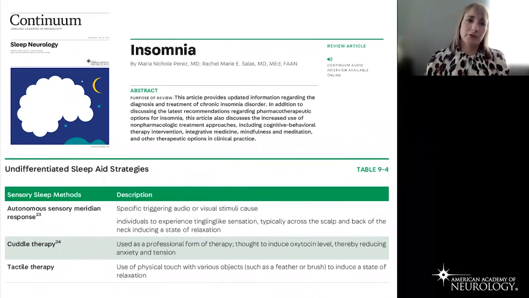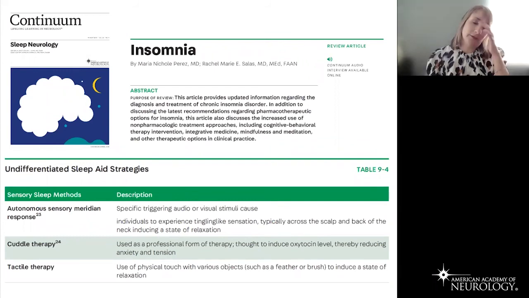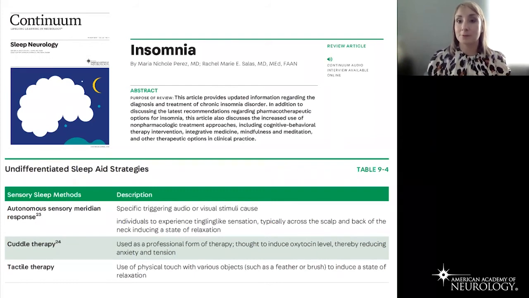And for those of you that read the Continuum, we just had a recent sleep neurology book that came out, and I was one of the co-authors on the Insomnia chapter. And I'm putting in other things, like, hey, whatever works, right? For those of you who are familiar with ASMR, and you can see the definition there, people are really customizing these bedtime routines to optimize their sleep.